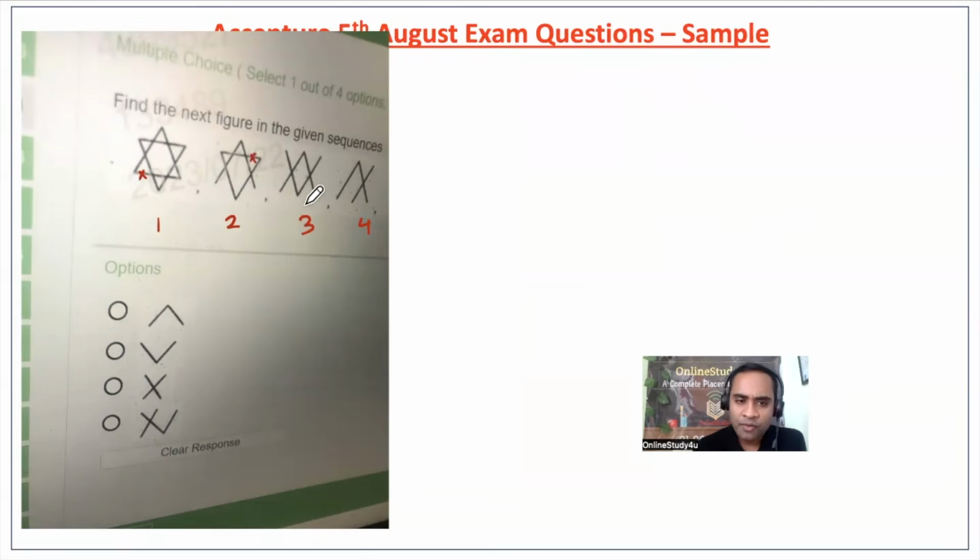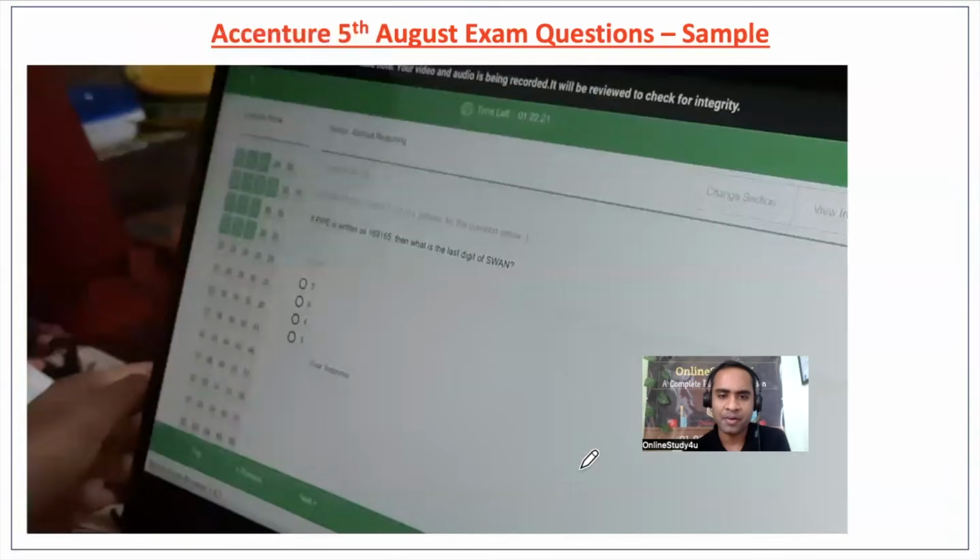Now from the third diagram to the fourth diagram, you will see this particular line is removed, right? So the triangle left side is removed. Then in the fourth diagram also, this triangle left side should be removed. So basically we will be having one x figure, so that will become option C, and that will become our correct answer, right?